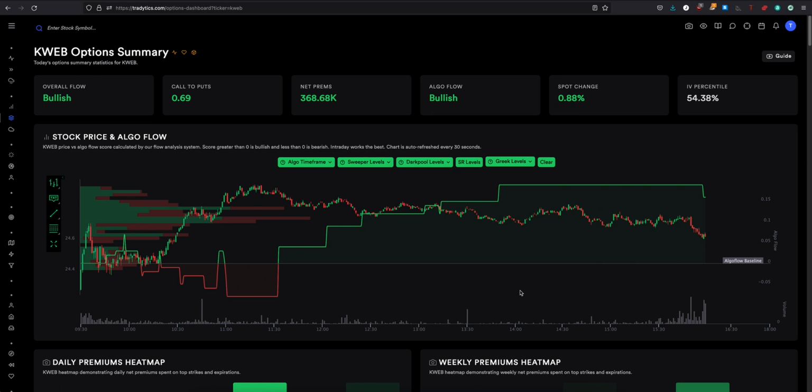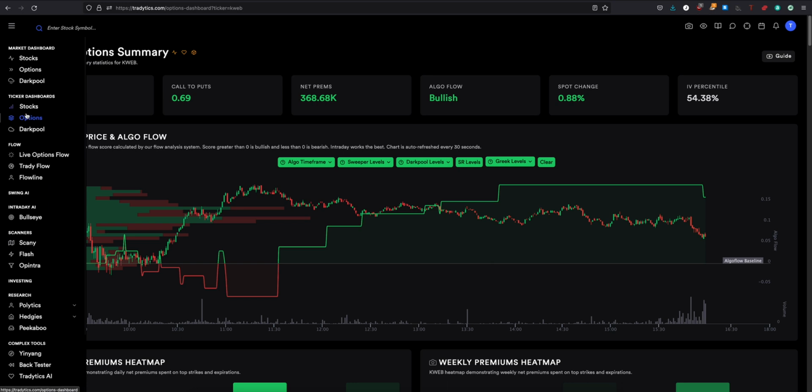All right, so why is this useful? Well, instead of having to manually go through all these flow orders to find plays, which can be cumbersome, Algo Flow shows a simple visual representation of flow sentiment and makes it easy to identify patterns that can help you find effective plays. And what we see here on this page is the options ticker dashboard.